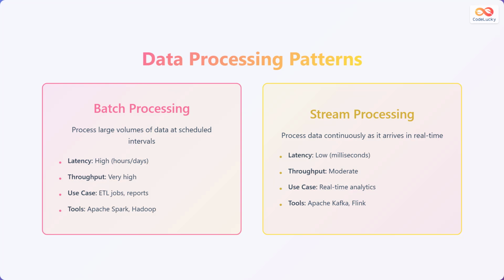When processing large amounts of data, there are two main patterns to consider. Batch processing and stream processing. Batch processing involves processing large volumes of data at scheduled intervals. It has high latency, often hours or days, but very high throughput. Batch processing is commonly used for ETL jobs and generating reports. Tools like Apache Spark and Hadoop are well suited for this pattern.